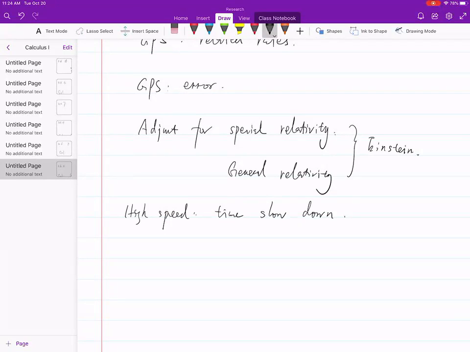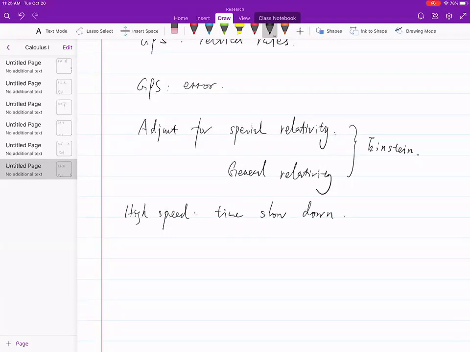So it turns out you have to adjust for special relativity and general relativity because on the satellite, the clock is actually slower than it is on Earth. People actually did an experiment on that, which is super interesting. Think about it. It's crazy. Albert Einstein has something that you cannot easily verify by experiment because nothing travels that fast that you can see a difference.